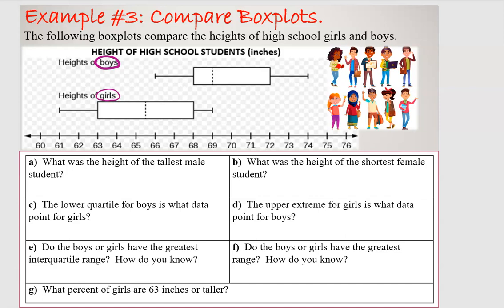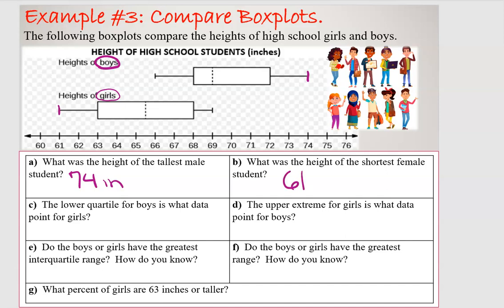So if it's asking for the height of the tallest male, we're going to be using the maximum on the upper box and whisker plot, and that would be at 74 inches. That's how tall the tallest guy was. And then it's asking, what is the height of the shortest female? Well, to answer that question, we have to look at our minimum on our girl box and whisker plot, which is all the way down at 61.